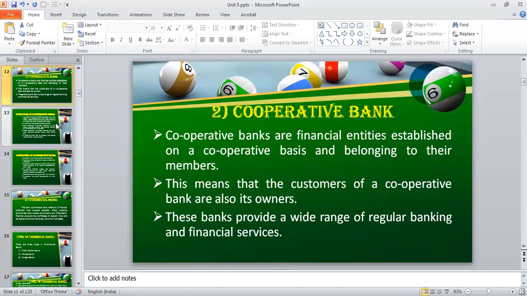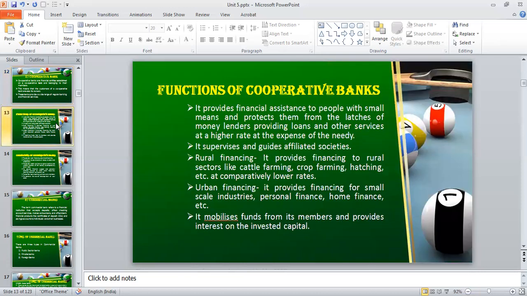Then let us concentrate on the cooperative bank. What is a cooperative bank? It is a financial entity established on a cooperative basis and belonging to its members. This means the customers of a cooperative bank are also its owners. These banks normally provide a wide range of regular banking as well as financial services. Now, let us concentrate on the functions of cooperative banks.